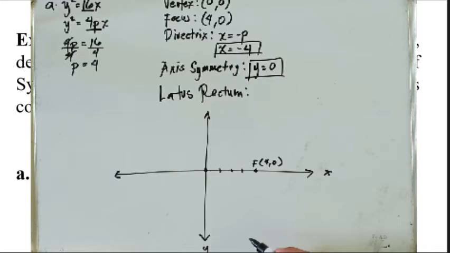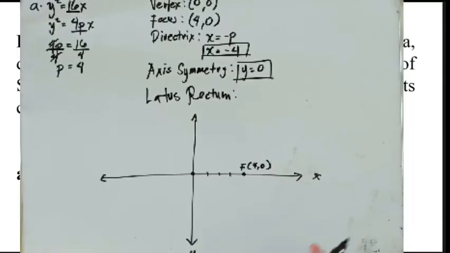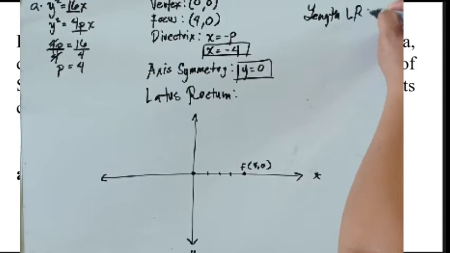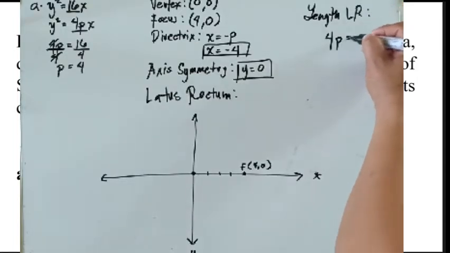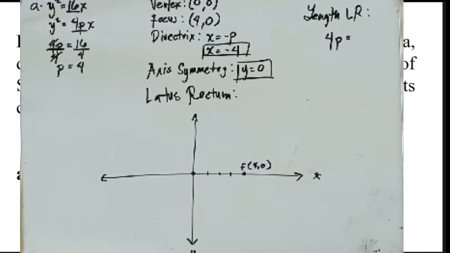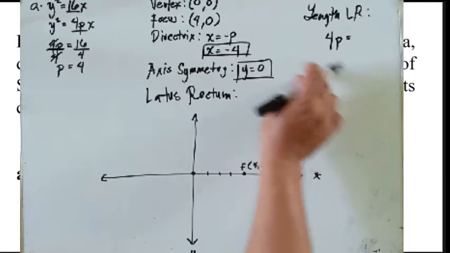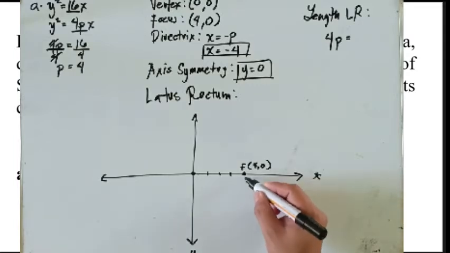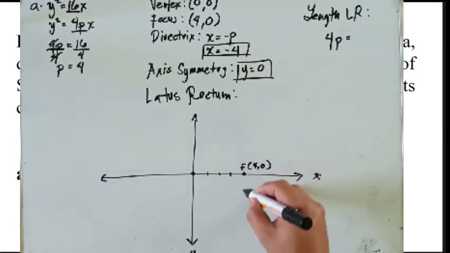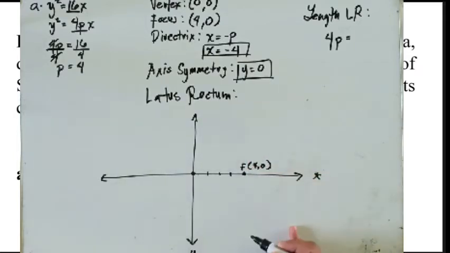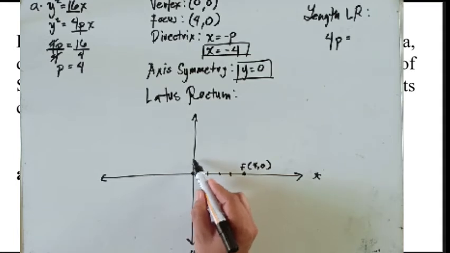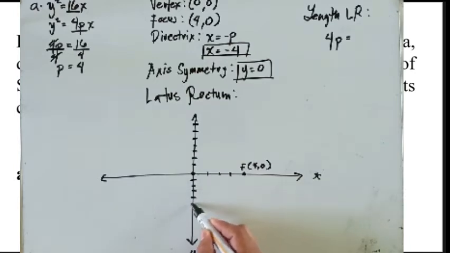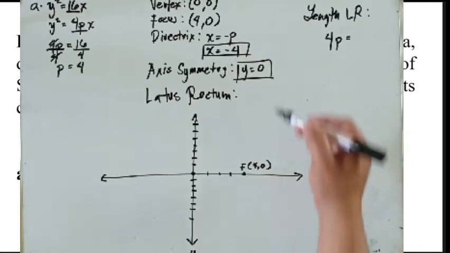Now, based on the definition, how long is the latus rectum? Yes, the length of the latus rectum is equal to 4p, right? Which is equal to 16. Yes, your 4p is equal to 16. Now, what does it imply? It implies that we need to draw a latus rectum here which is 16 units in length. Therefore, we need to count 8 units upward and 8 units downward to complete the 16 units length.